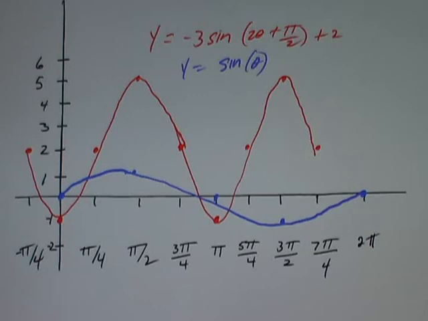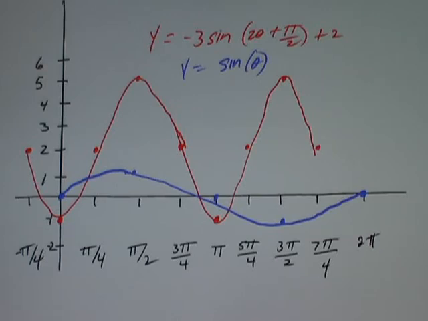As you can see, in comparison to our parent function, the function y is equal to -3 sine of 2 theta plus pi divided by 2, plus 2, is stretched vertically by a factor of 3. It's reflected across the x-axis because we're multiplying by a negative. It's compressed by a factor of 1/2, or cycling every pi, so it's cycling twice as fast. And we've shifted the function over pi divided by 4 units to the left.